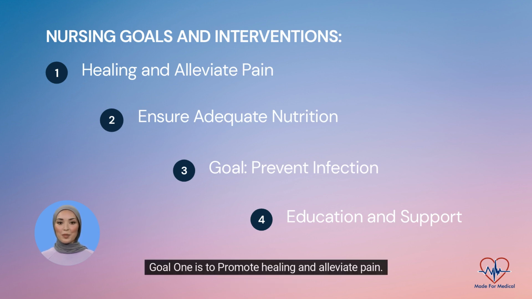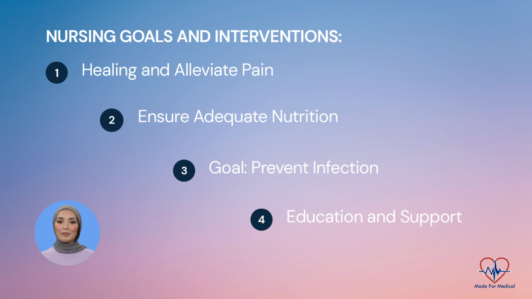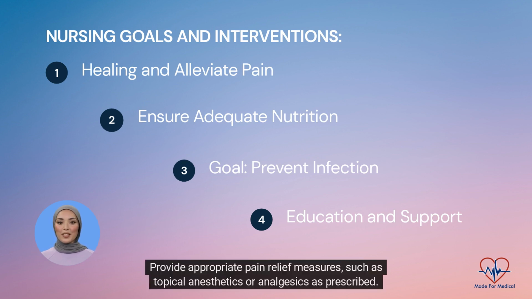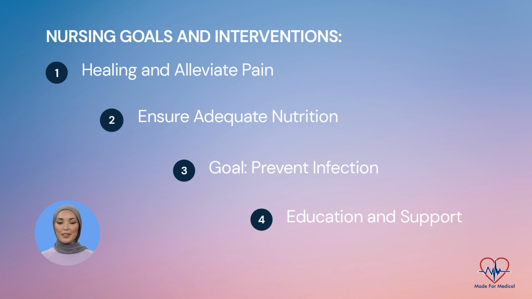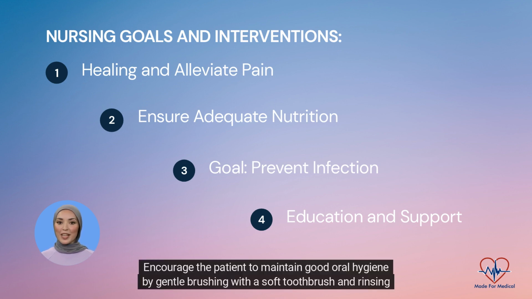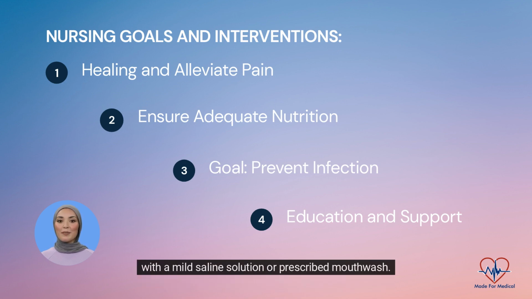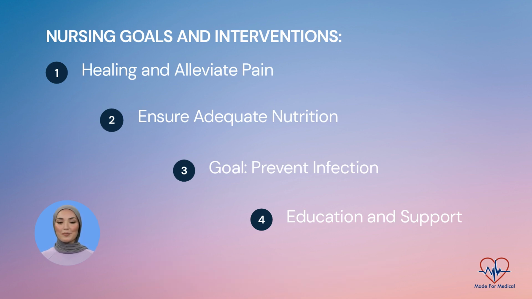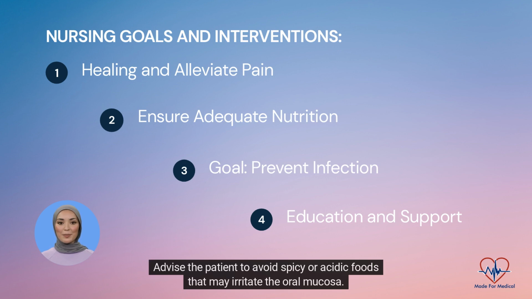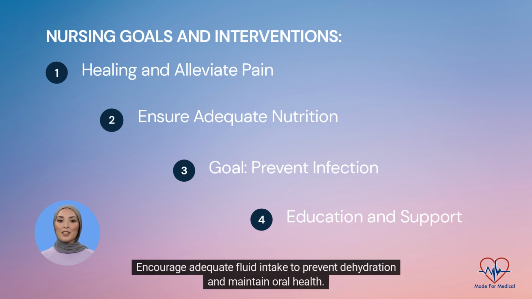Goal 1 is to promote healing and alleviate pain. Provide appropriate pain relief measures, such as topical anesthetics or analgesics as prescribed. Encourage the patient to maintain good oral hygiene by gentle brushing with a soft toothbrush and rinsing with a mild saline solution or prescribed mouthwash. Advise the patient to avoid spicy or acidic foods that may irritate the oral mucosa. Encourage adequate fluid intake to prevent dehydration and maintain oral health.